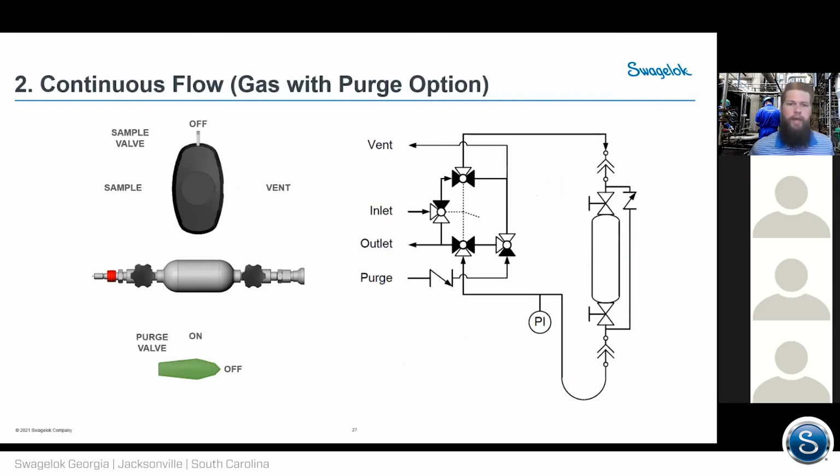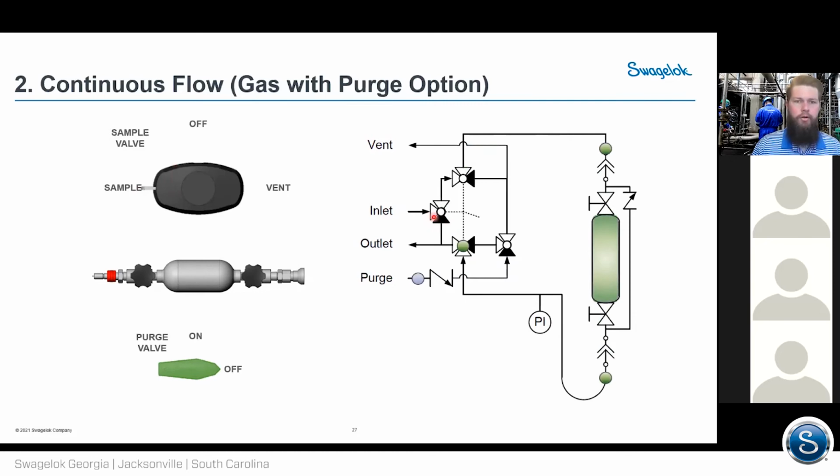I'll quickly show you how this works with 3 valves being operated by one handle for the gas system. Again, same idea. We're going to come up and switch our valve to sample. Notice our 3 valves have now opened up to allow flow to go through. And now the cylinder is filling up through the top. Again, we're sampling a gas, right?